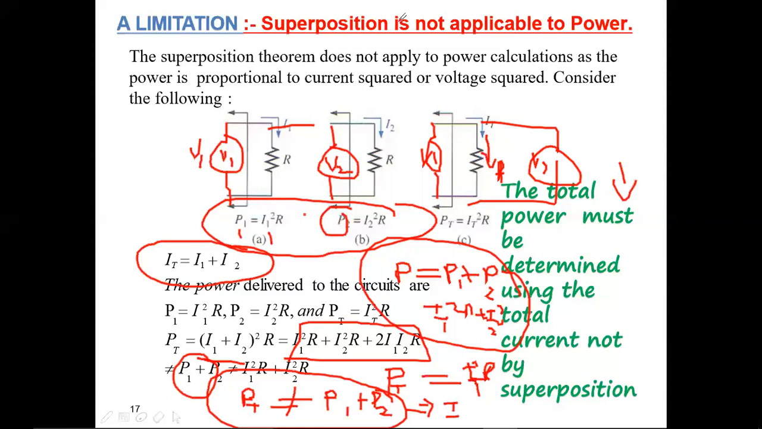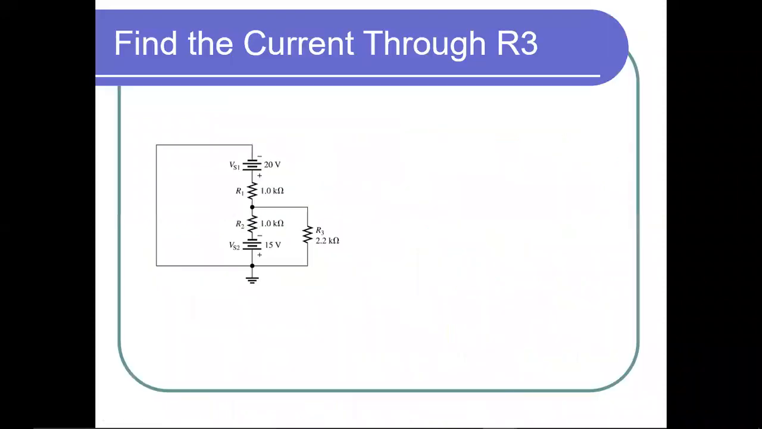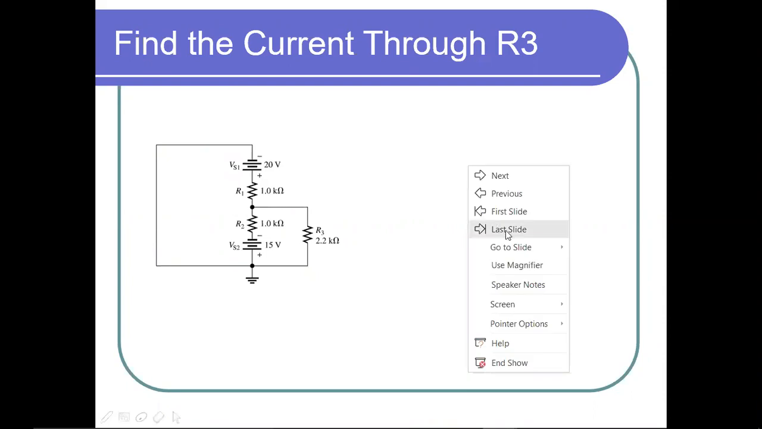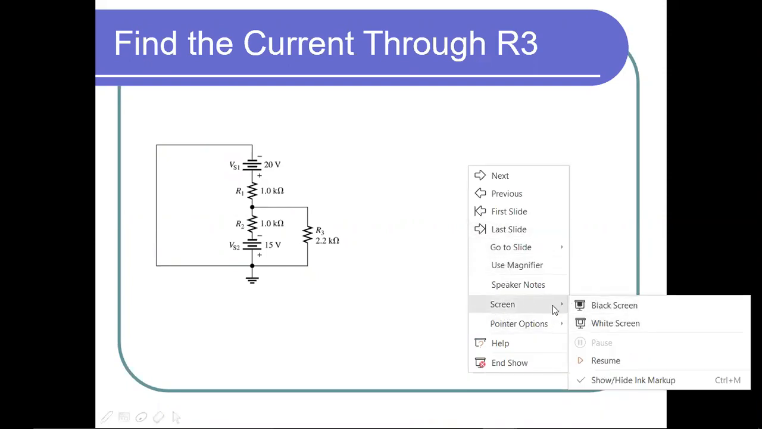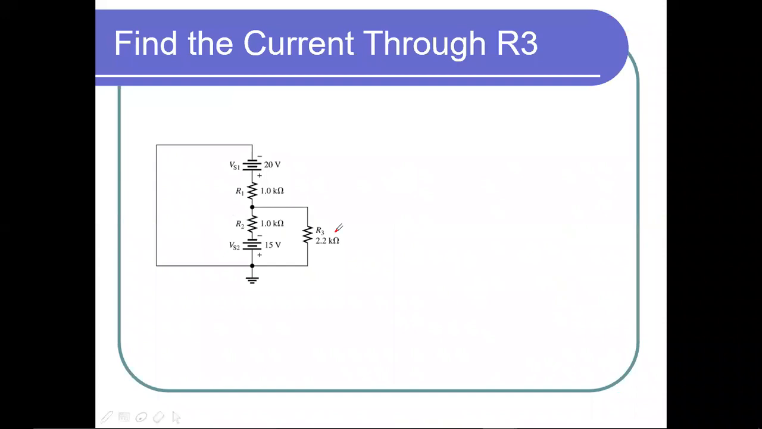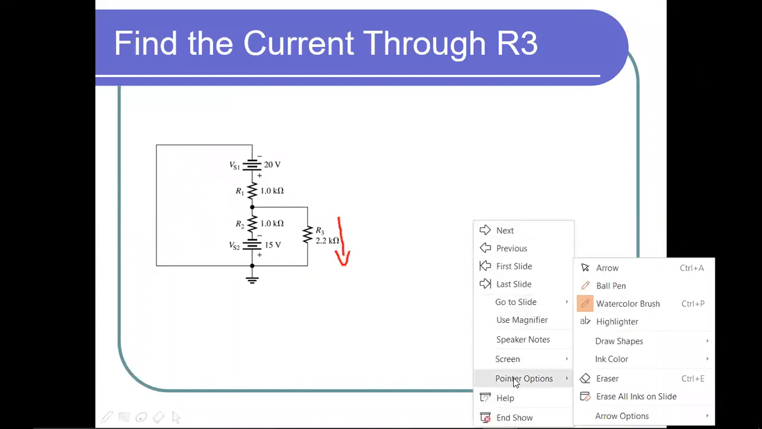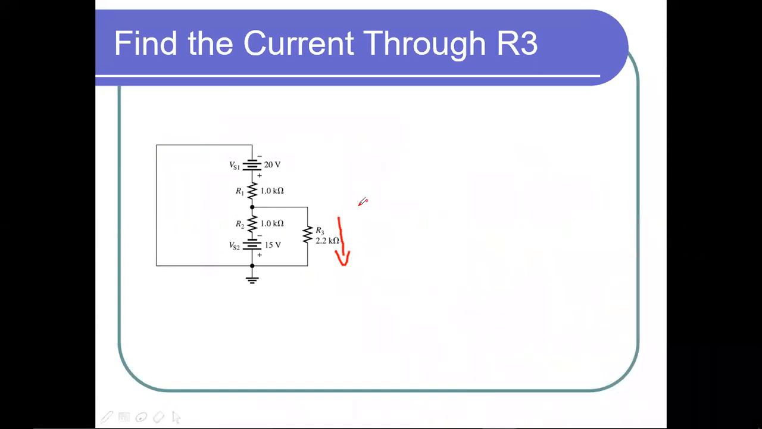Hope this analysis is clear. Now I want to give you one assignment. Please solve this problem: find the current through R3. Here R3 is there. Try to solve this problem. Find the current flowing through R3.